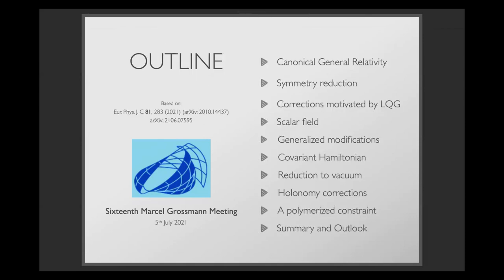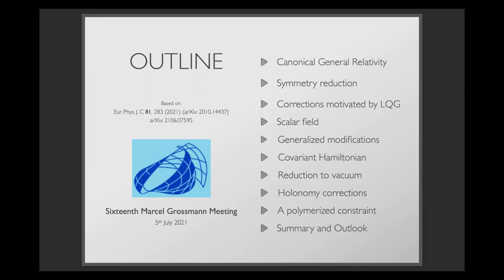Okay, so let me summarize first the contents of this work. To make the talk as self-contained as possible, I will start with a brief approach to canonical general relativity, to introduce notation. Our work is centered on symmetry reduced models of general relativity, and more precisely on spherically symmetric scenarios. Afterwards, I will explain the two types of modifications considered here, the inverse triad and holonomy corrections. And we will apply them to a spherically symmetric model.